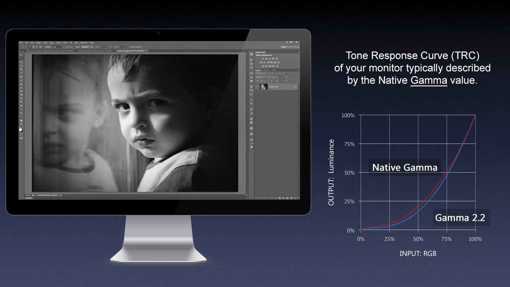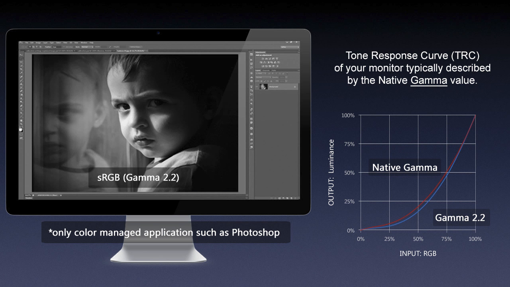So if this is gamma 2.2 down there, you see that blue line, and the native gamma is the red line. Well, we just saw how the monitor got brighter. That's because our native gamma makes the monitor brighter than the standard gamma of 2.2. Well, this only matters. Let me go back.